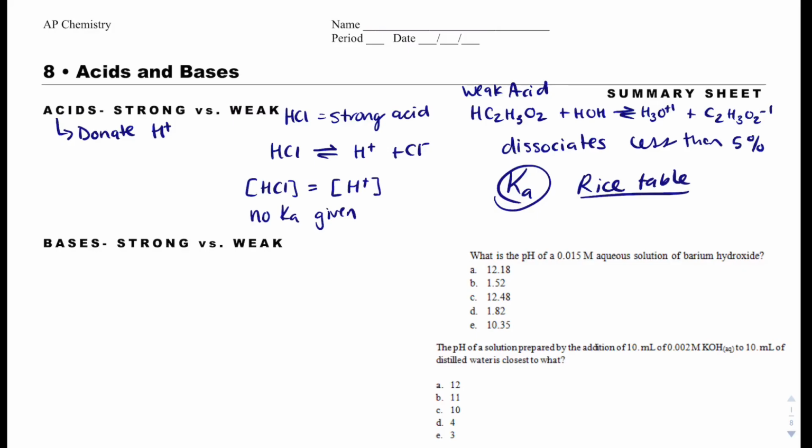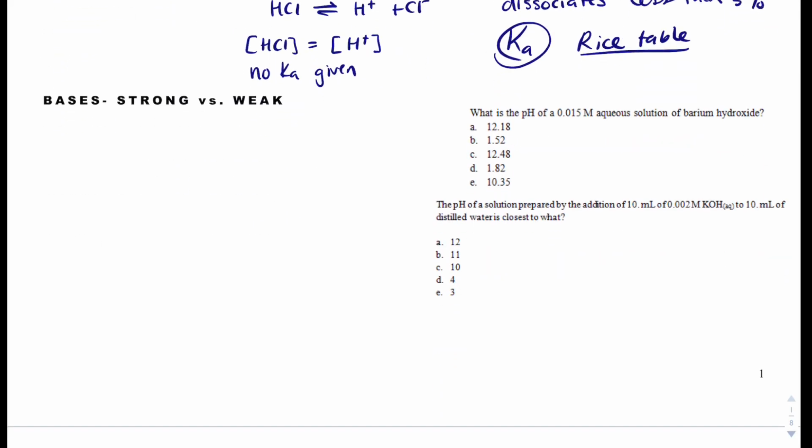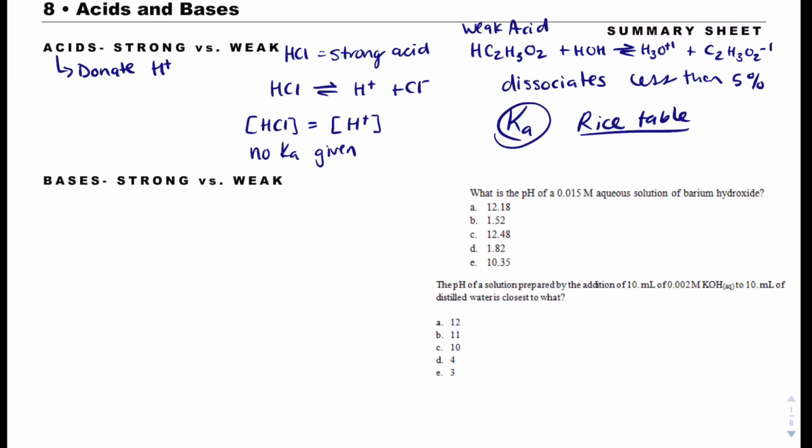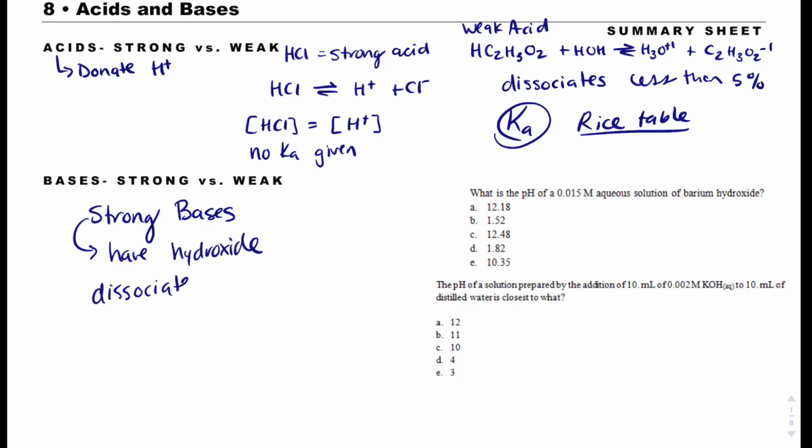Now, strong versus weak bases, it's the same idea. Your strong bases, you could memorize what they are, and you're more than welcome to do that. But your strong bases are going to have hydroxide, and they're going to dissociate 100%. So the most common one we see, it seems, is sodium hydroxide. It will break apart to form sodium plus 1 and then hydroxide minus 1.